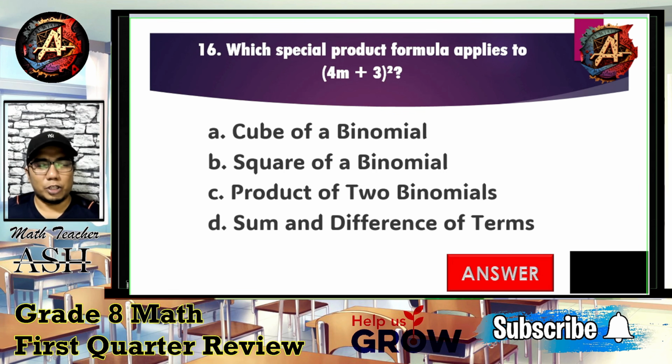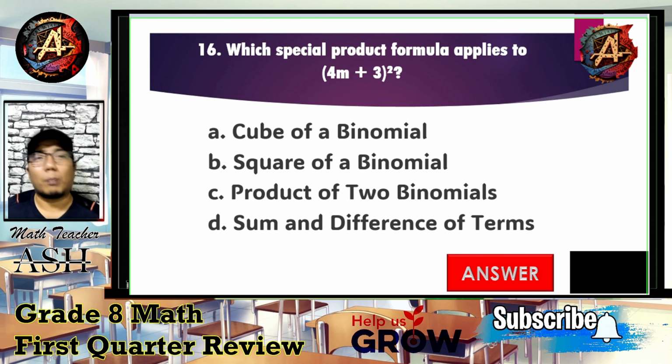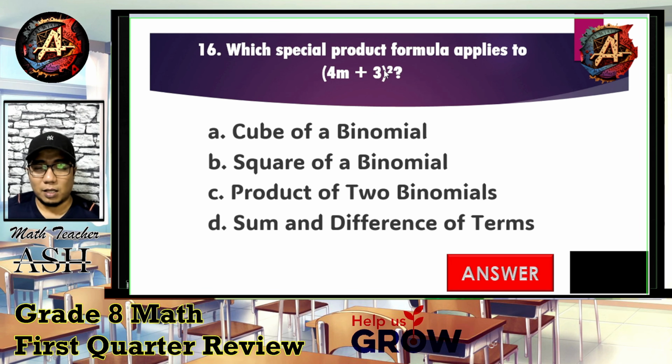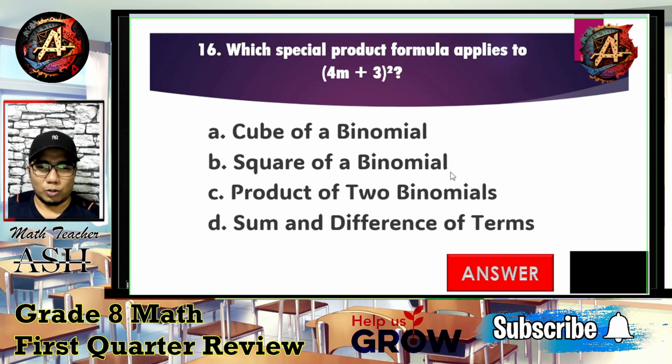Okay, my dear math learners, in order for you to answer this question, you should know the parts and how to read the binomial. So, as you can see here, the exponent outside the binomial is squared. So, therefore, it is not a cube. So letter A is already wrong. Now, next thing you need to check is the operation. So as you can see here, it is the sum. However, this is also two terms, so that is a binomial.